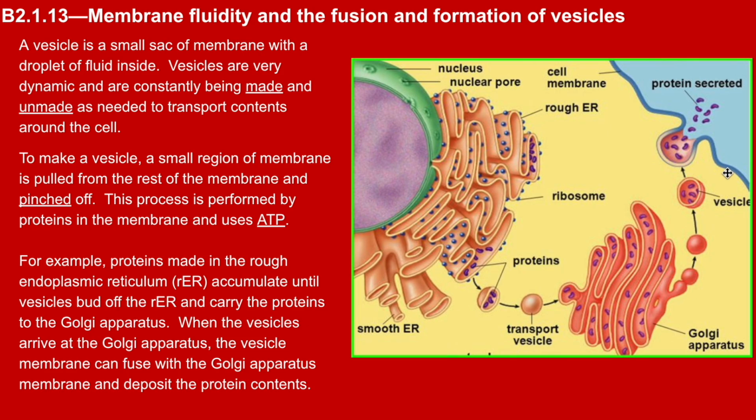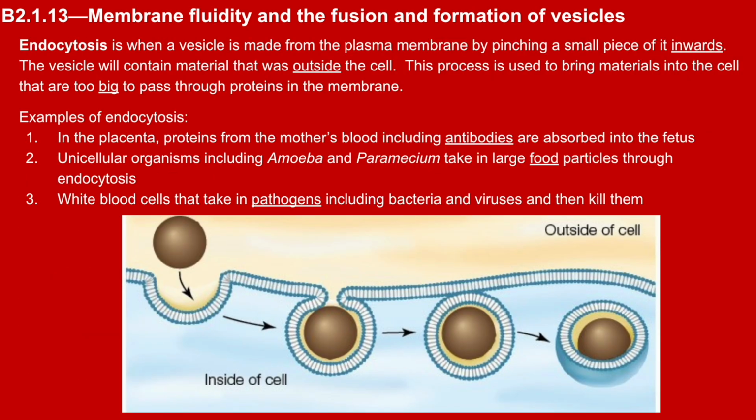And that vesicle can then fuse with the plasma membrane of this cell and therefore secrete whatever the protein is that was being made. Maybe it's a digestive enzyme, maybe it's a hormone, but whatever it is, it's that cell's job to secrete that particular protein.